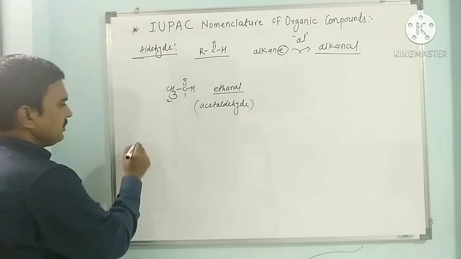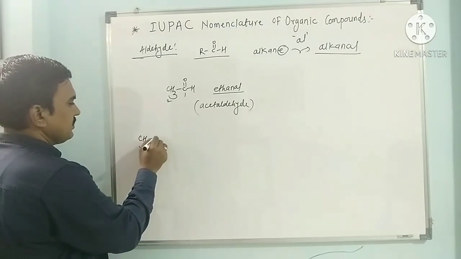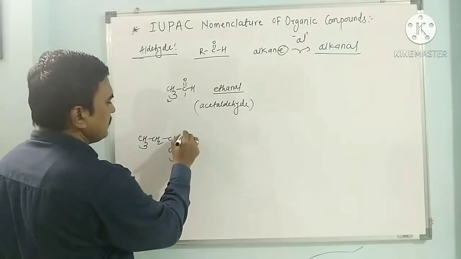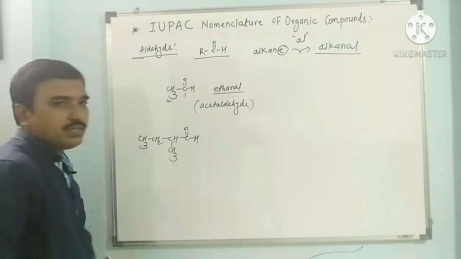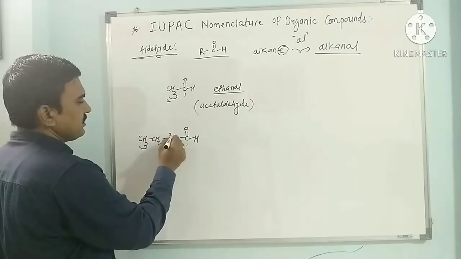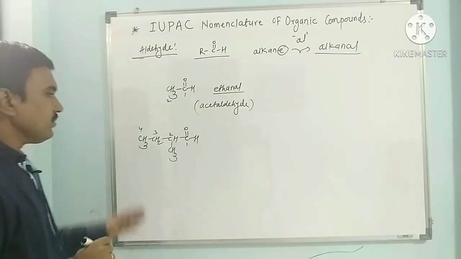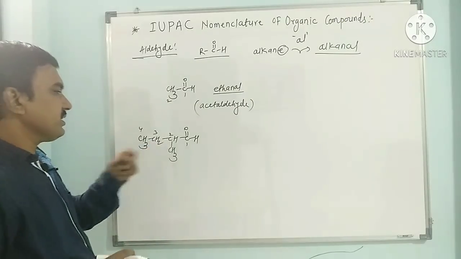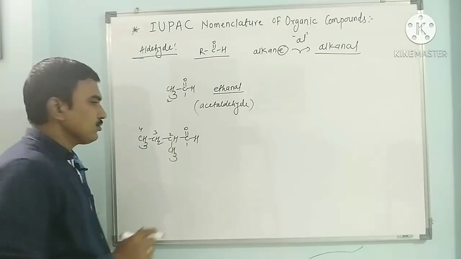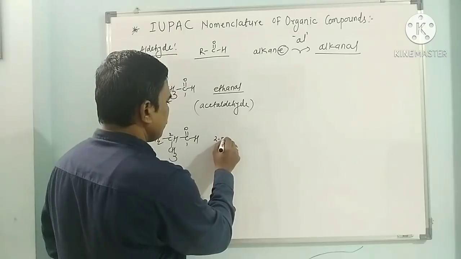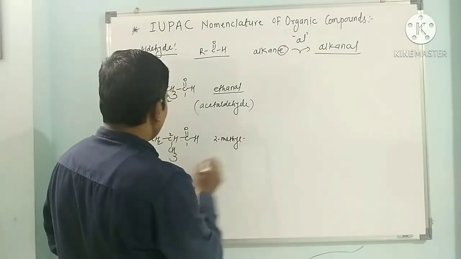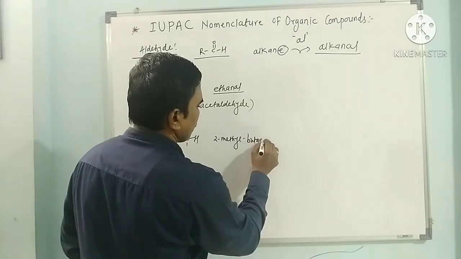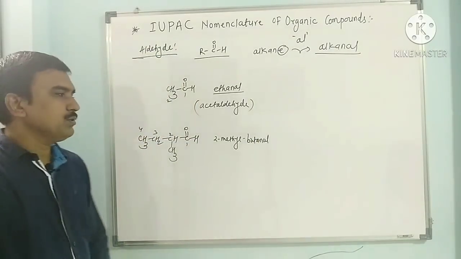If you see the next example, CH3 CH2 CH CH3 C double bond OH. One is this, second, third and fourth. 4 carbons are there, so it is butanal, but in this butanal the second carbon has a methyl group. So it is 2-methylbutanal.